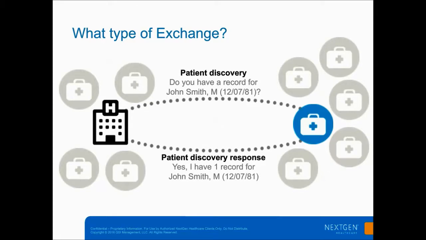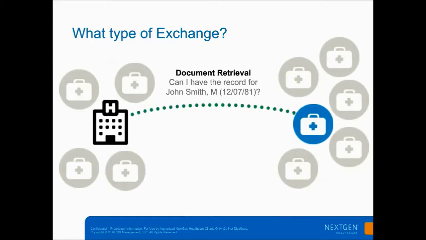But one thing that this graphic doesn't really represent is the need for that hospital system to make this same request of multiple practices in the community. Also, the ability for that ambulatory practice to respond to multiple requests from a variety of hospital systems. But once you've made that request, do you have a record? You also need to be able to respond with documents. Can I have that record for John Smith?